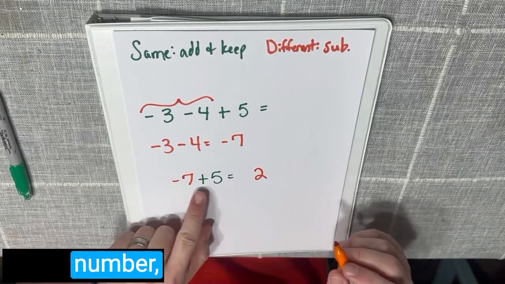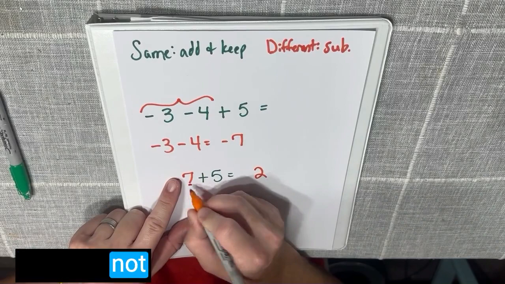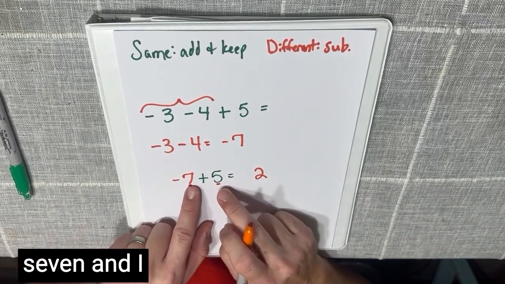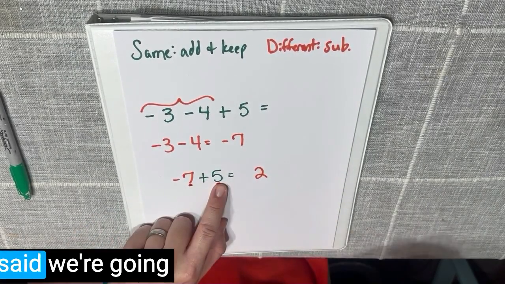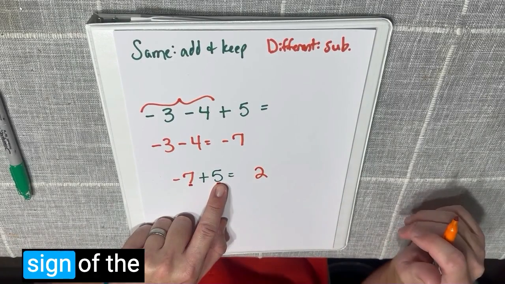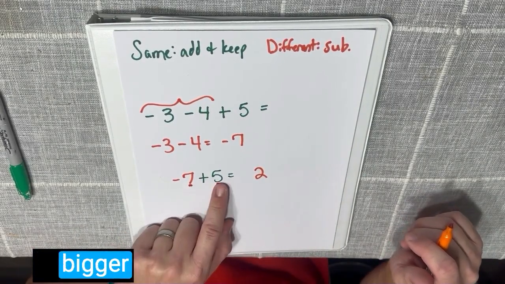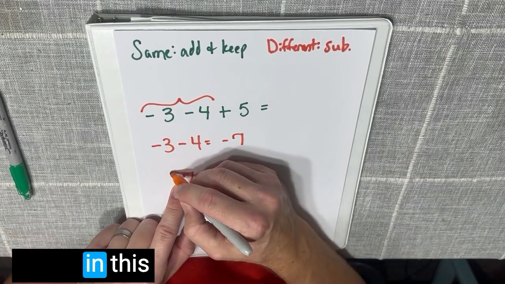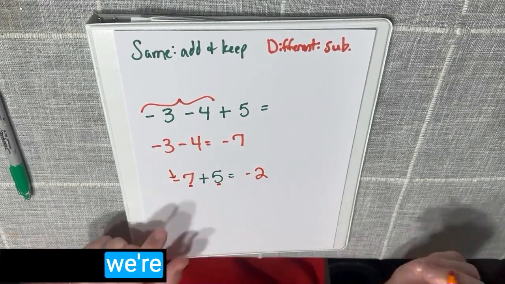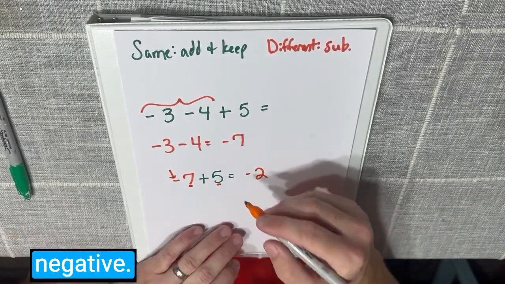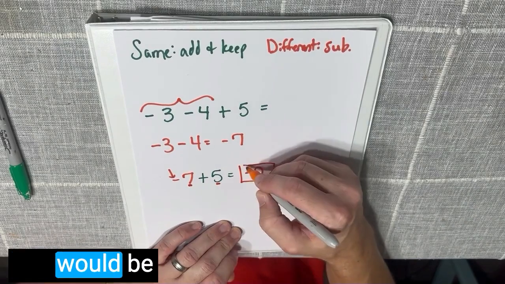And when I look at which number is bigger, I'm just going to look at the base number, not worried about the signs, just the base. I have a 7 and I have a 5. Remember, we said we're going to subtract and keep the sign of the bigger number. Well, 7 is bigger than 5. And since the 7 in this case is negative, we're going to make that answer negative. So -7 plus 5 would be -2.